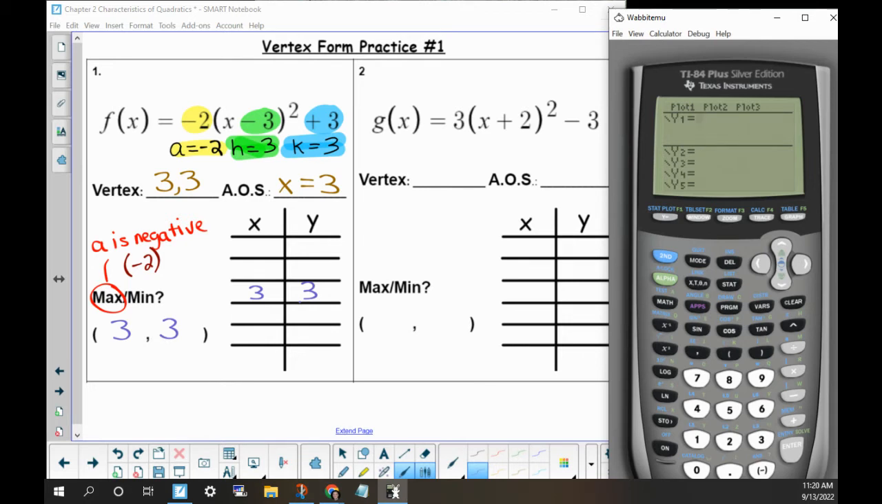Y equals, all right, and now let's do negative 2. You don't have to put parentheses around it, because it's not a fraction. If it's a fraction, put it in parentheses. If it's not a fraction, you can just type it in. So we got negative 2, parentheses, x minus 3, parentheses, I'm going to hit my x squared button. All right, and then plus 3. Let's type that in.